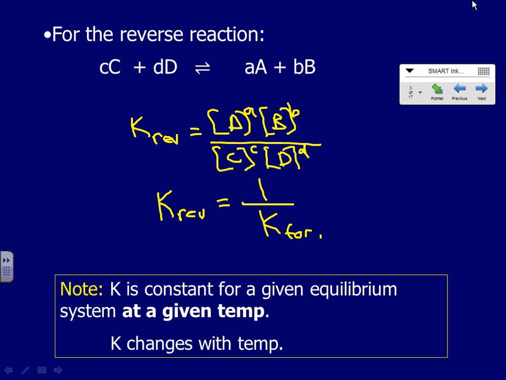Okay? I've been doing that all along. Okay? A lot of K's going on here. Again, keep in mind, K is constant for a given equilibrium, for a given reaction, at a given temperature. The temperature changes the K. We'll talk about how that works. But we already know that the temperature changes the rate of a reaction. And if you change the temperature and the forward rate changes and the reverse rate changes, you could, in theory, get this number to become different.